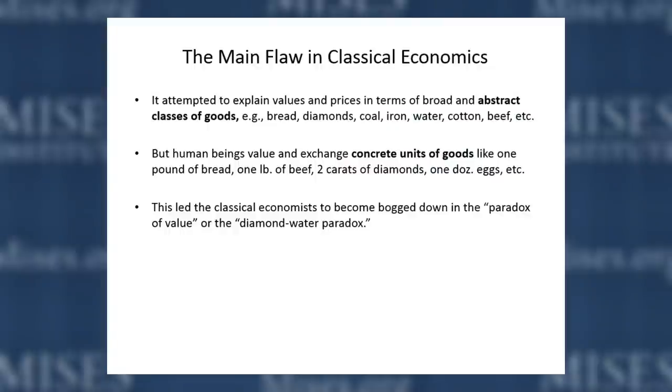This was understood by Menger. If you don't understand that, then you're going to get bogged down in what we call the paradox of value in economics, or the water diamond paradox. And that's what caused much grief to the classical school, what stopped or stunted their theory from developing.